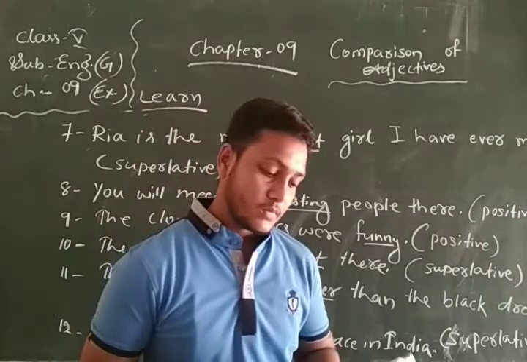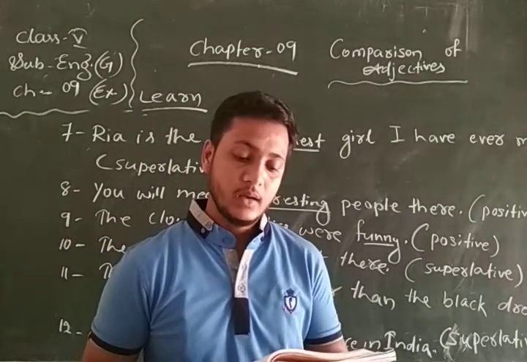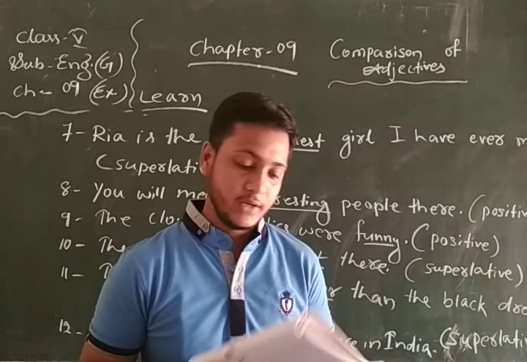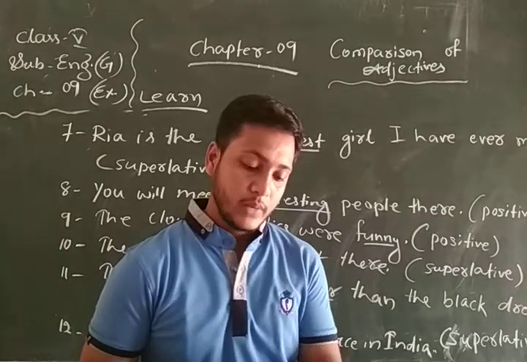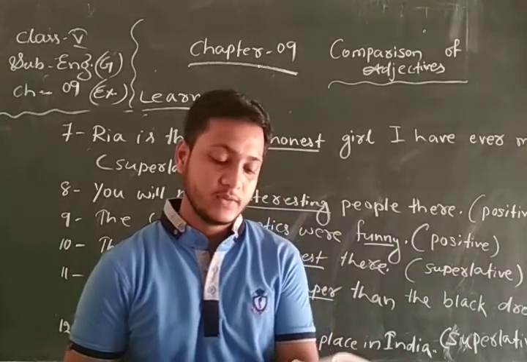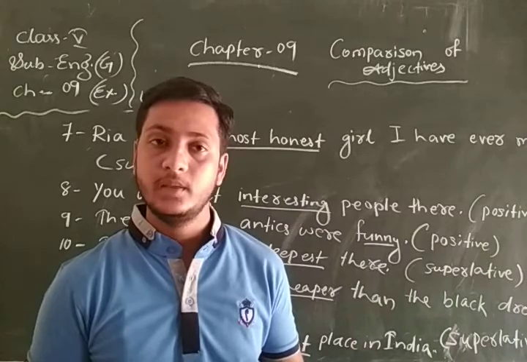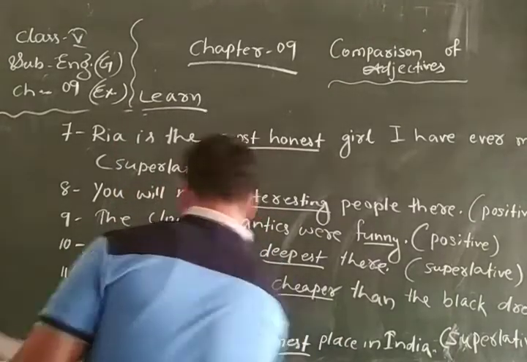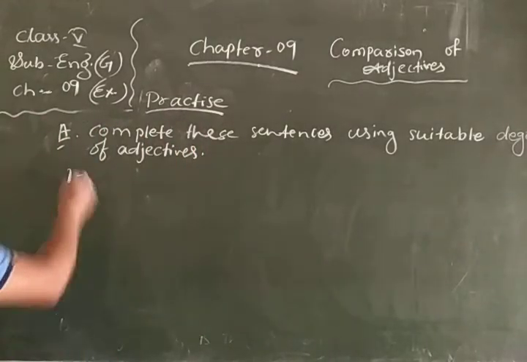Then come to the practice section. Question number A, complete these sentences using suitable degree of adjectives given in the bracket. Okay, so bracket पे क्या है, कुछ adjectives दिए हैं, वहाँ पे हम कुछ डिग्री ऑफ adjectives लगाकर उसको फिलअप करेंगे blanks. That may be your positive degree, comparative degree और superlative one. Okay, so see question number 1.